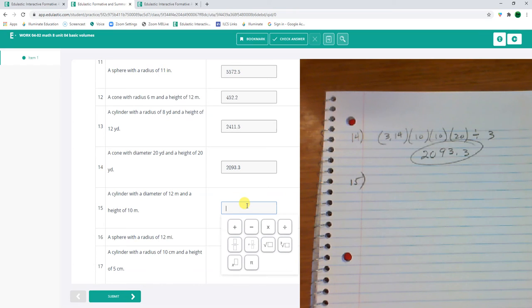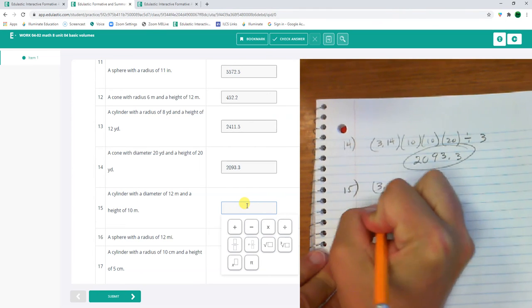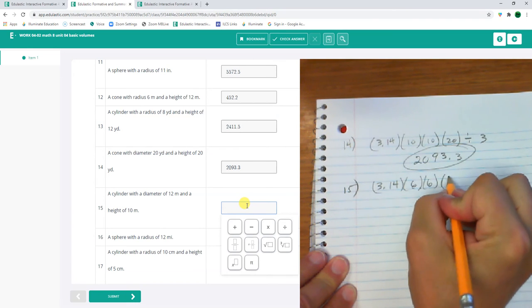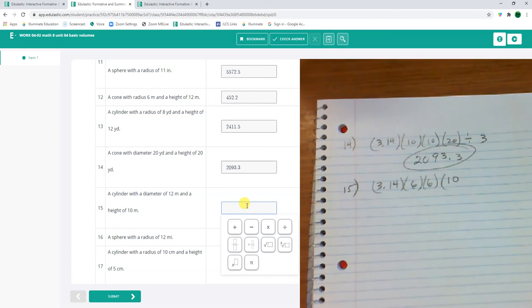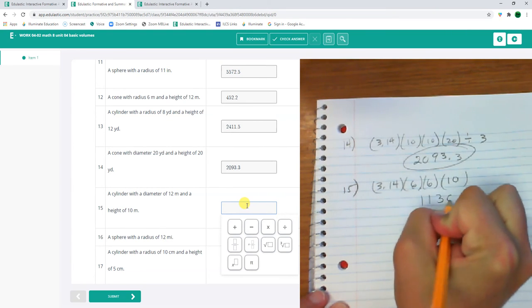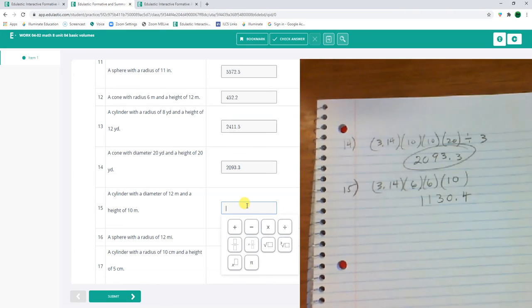Good. A cylinder with a diameter of 12, which means the radius is 6. So 3.14, radius, height of 10. Gives me a 1,130.4.